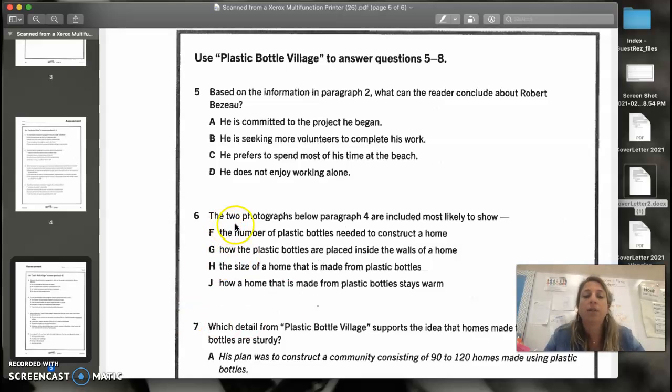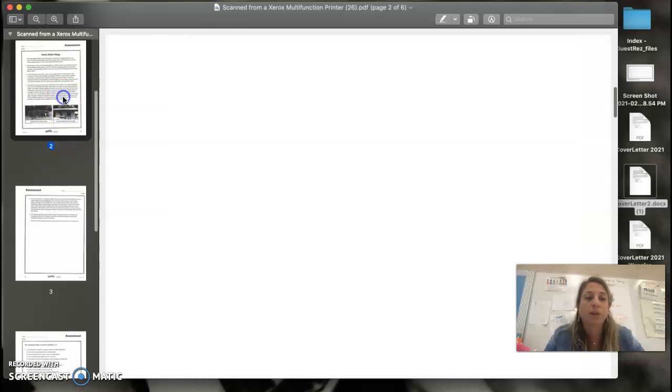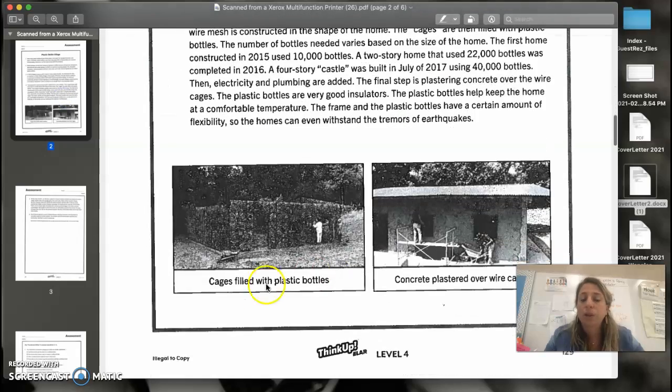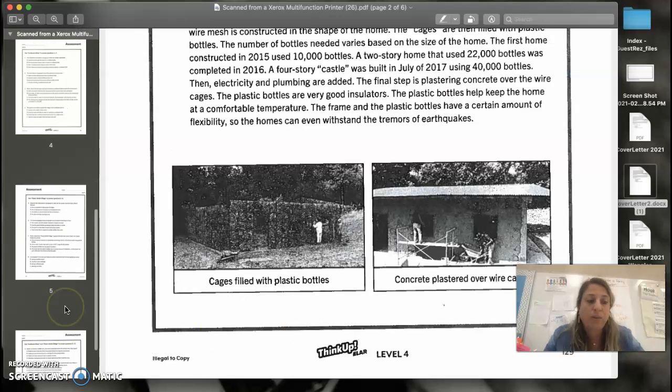All right. The 2 photographs below paragraph 4 are included to show what? So again, go back to those 2 pictures. Write a note. Why do you think they're there? What are they showing me? And then write what you think.